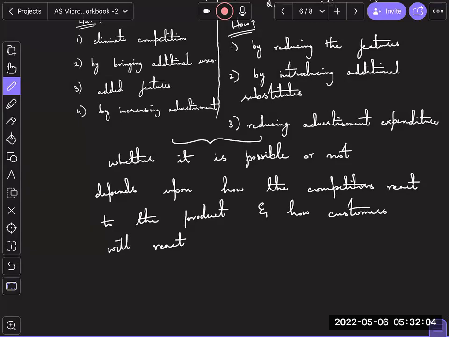So whenever it is about the influences, you have to explain how you can make PED elastic, and whether it is possible or not depends upon circumstances such as the reaction of the competitors, the action of the customers, and so on and so forth.